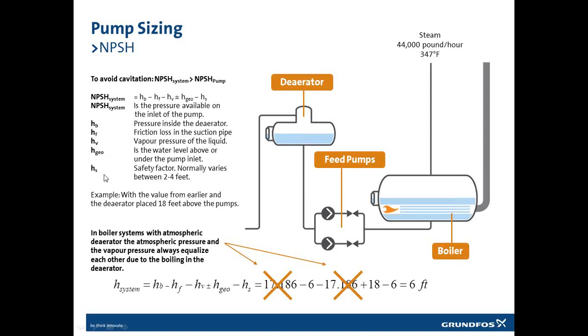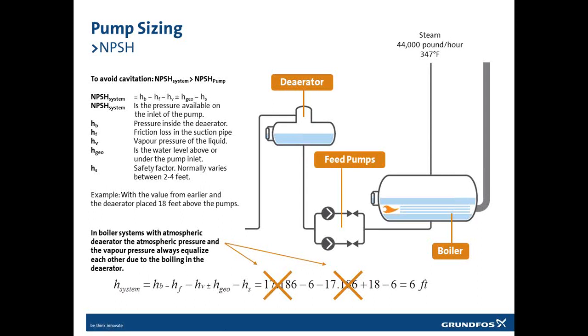As I mentioned before, when we were talking NPSH curve drawn with cold water, we need to have a safety factor to make sure that we are not cavitating on hot water. We take the values from before, and place the deaerator 18 feet above the pump. And then my equation will look like it does here in the bottom.